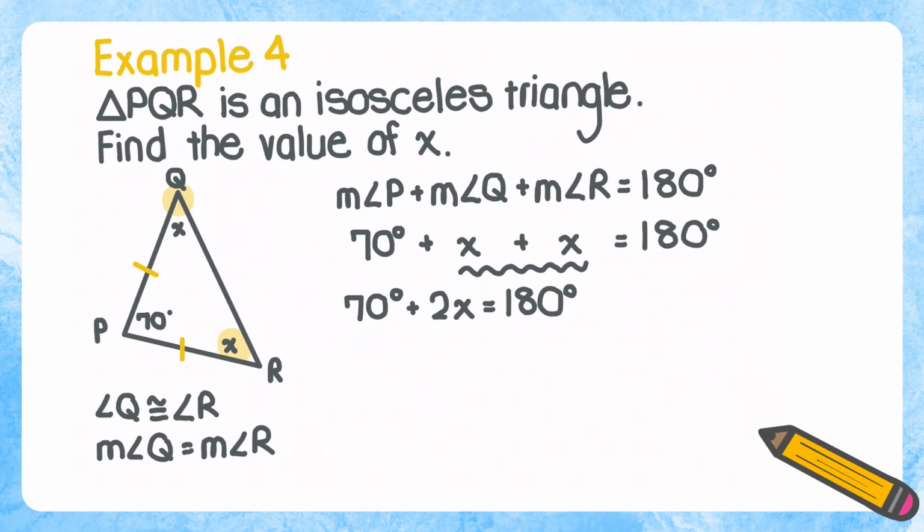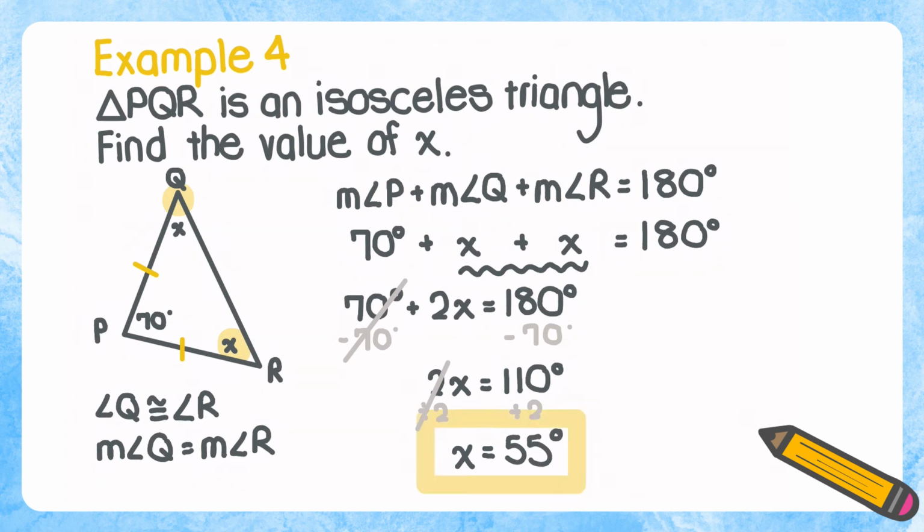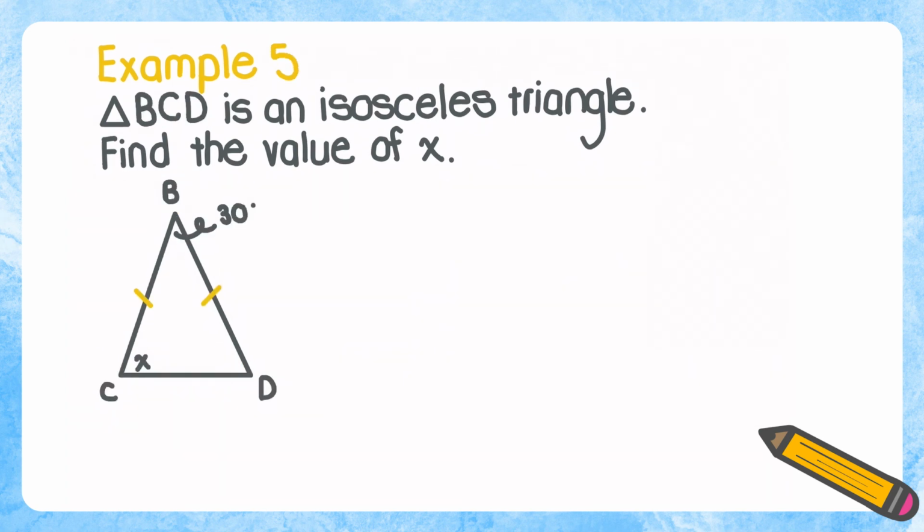We want to isolate x. First, we'll subtract by 70 degrees on both sides. We're left with 2x equals 110 degrees. Let's divide both sides by 2. This crosses out, and I've found that x equals 55 degrees. So this example was a little different from the earlier examples because both of our base angles measured as x degrees. Here's the last example for today's lesson.